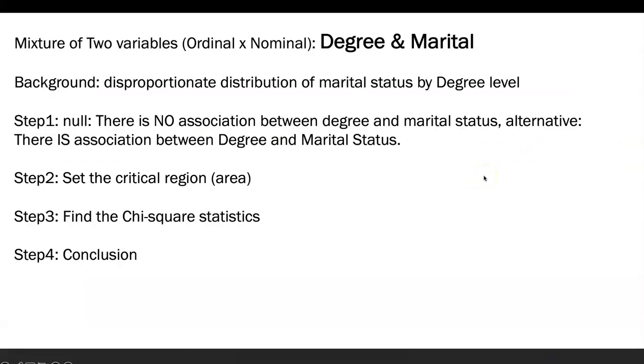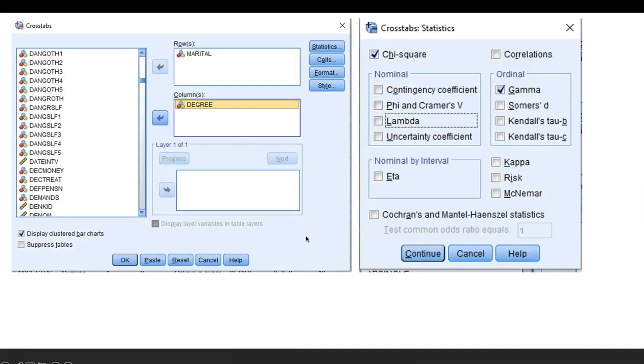So the null hypothesis: there is no association between degree and marital status. The alternative hypothesis: there is an association between degree and marital status. Set up the critical region, find the chi-square statistics in the SPSS program, and draw a conclusion. So again, in the cross tabulation, marital status is the dependent variable. Now degree is your independent variable because we assumed that based on their education level, we can find a different proportion of marital status.